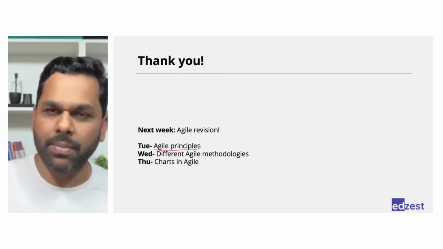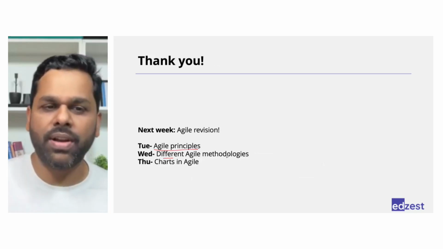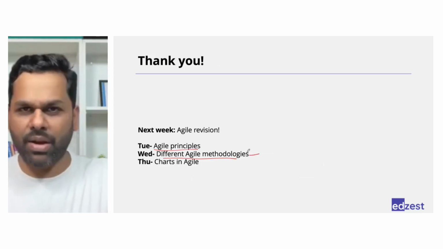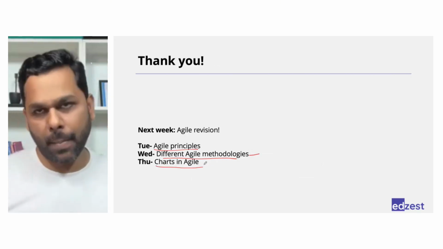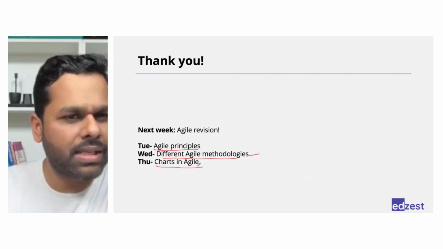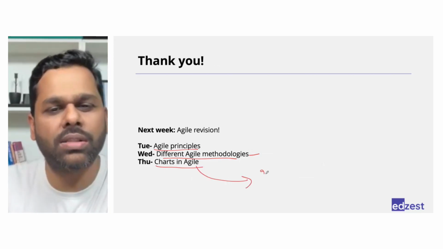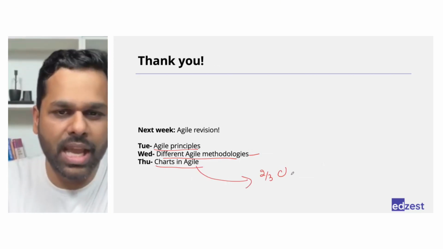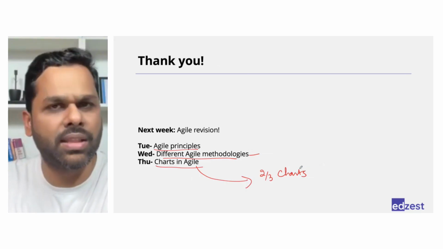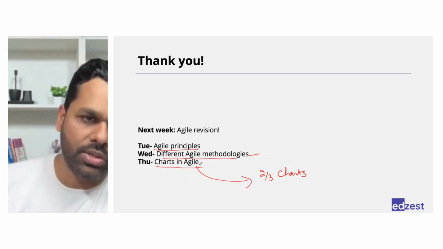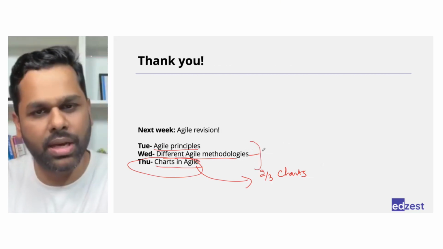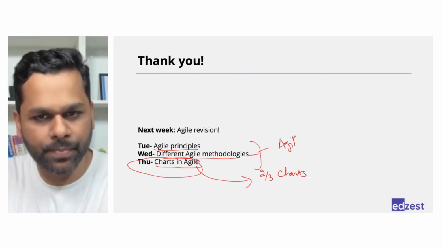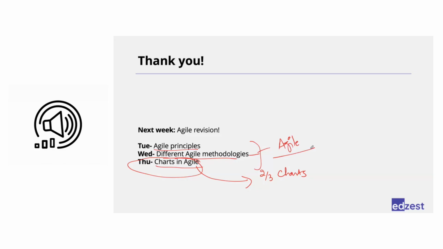Tuesday we'll be discussing agile principles. Wednesday we'll discuss different agile methodologies like Scrum, Lean, Kanban, what those things are. And on Thursday we'll discuss something called charts in agile. Now this is the latest development in the exam. You may see 2 or 3 charts or a little bit more in the exam, how to identify the charts, and they'll ask some questions around it. So please do join at least on Thursday, if not on other days. But if you do it, then agile will be revised. So this is how we will ensure the agile revision.